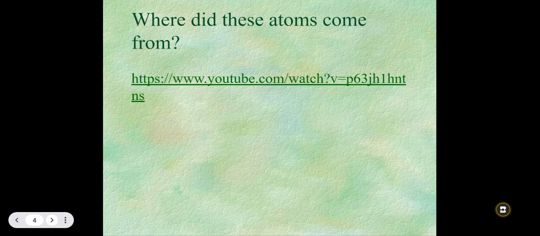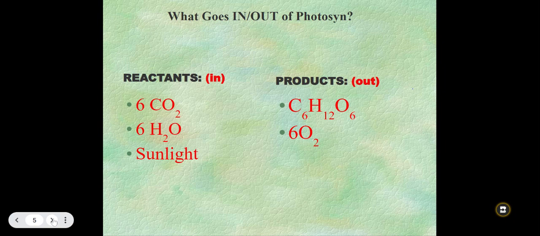So where did these atoms come from? And you can look at the YouTube video that is linked here to kind of show that. It talks you through it a little bit. But what we're going to look at is when we write an equation, like kind of what goes in and out of photosynthesis. What goes into it, we call a reactant, like those things that we're going to put together or react to get something out, and then what we get out is a product.